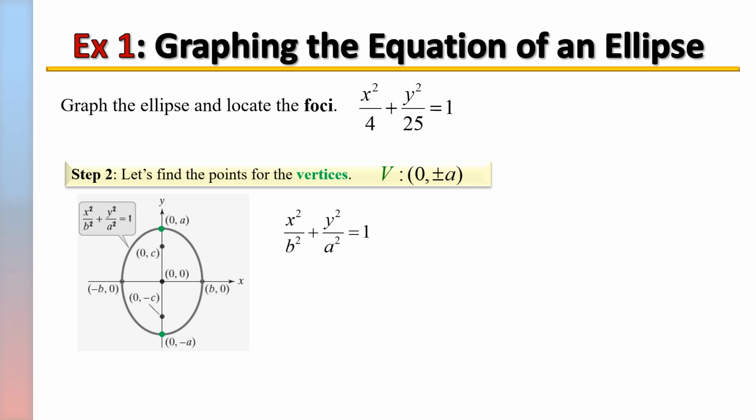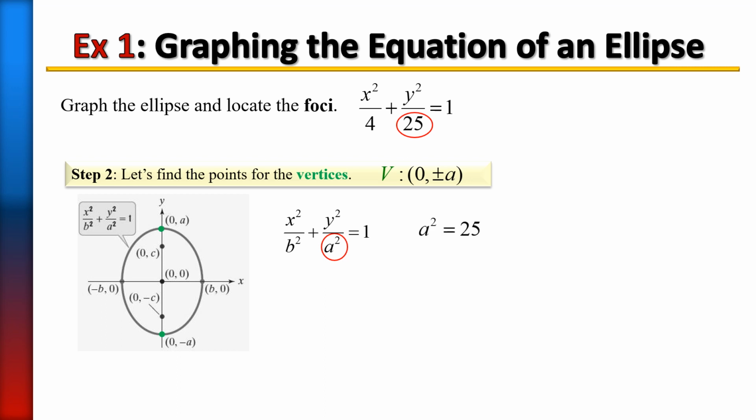Now let's find the points for the vertices. Notice the vertices point is 0, plus or minus a. So to find the value of a, all we need to do is look in the denominator to see that a squared equals 25. So to solve this equation, all we have to do is take the square root of both sides, and a is plus or minus 5. So our vertices are located at 0, 5, and 0, negative 5.